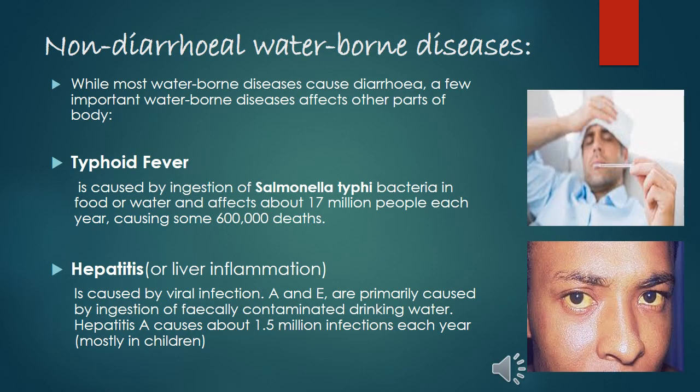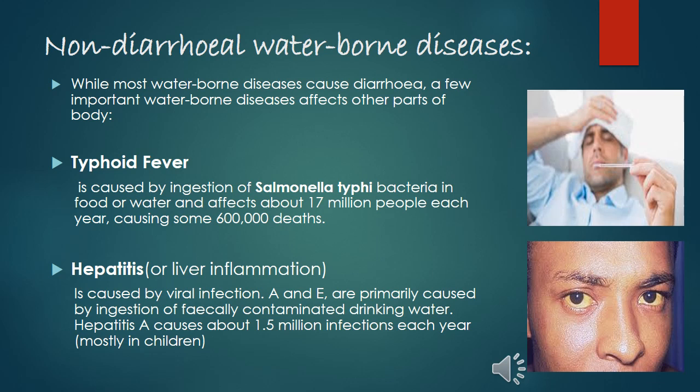So coming on non-diarrheal waterborne diseases, while most waterborne diseases cause diarrhea, a few important ones also affect other parts of the body. Like typhoid fever. Typhoid fever is a bacterial infection that is caused by the ingestion of Salmonella typhi bacteria in food or water and affects almost 17 million people each year, causing some 600,000 deaths.